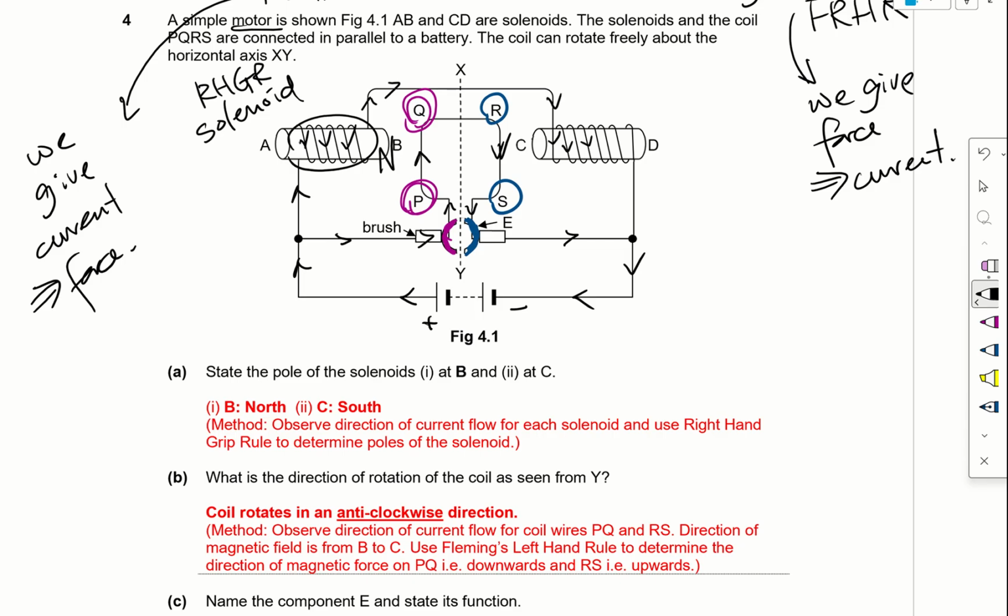So this is very important. The little arrows that we are drawing over here will tell you how to apply your right hand grip rule. Your fingers represent the direction of the current, and your thumb represents the direction of where the north is. So C will be a south pole.